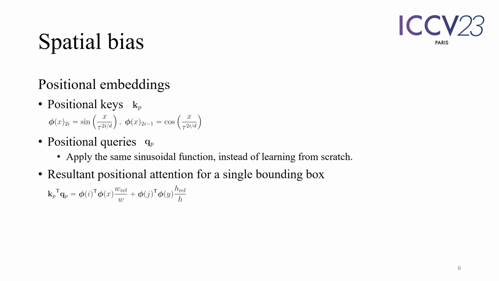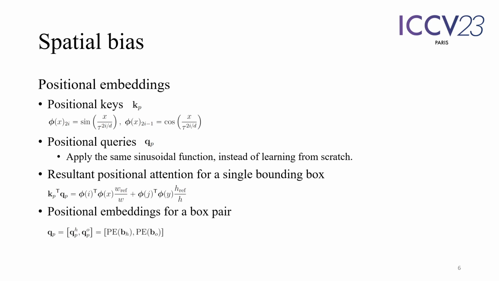For a single box, this expands the spatial similarity terms as follows. Here we also modulate the term with the box width and height. To extend it to bounding box pairs, we simply concatenate the positional embeddings of the two boxes, which is shown mathematically to be equivalent to spatially summing the corresponding attention weights.